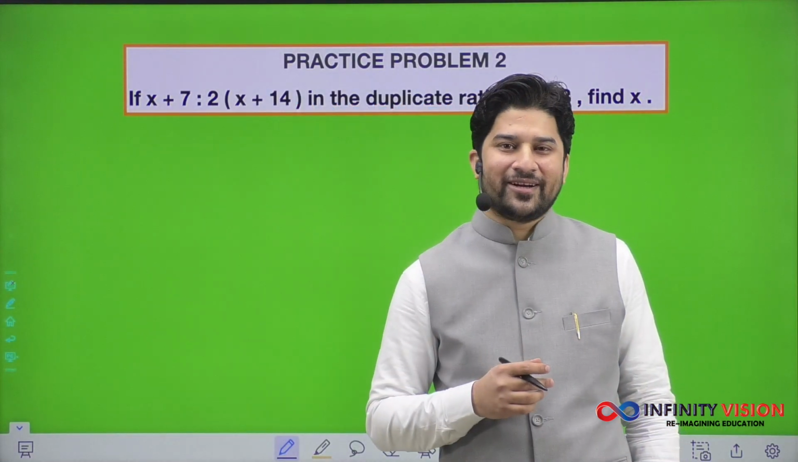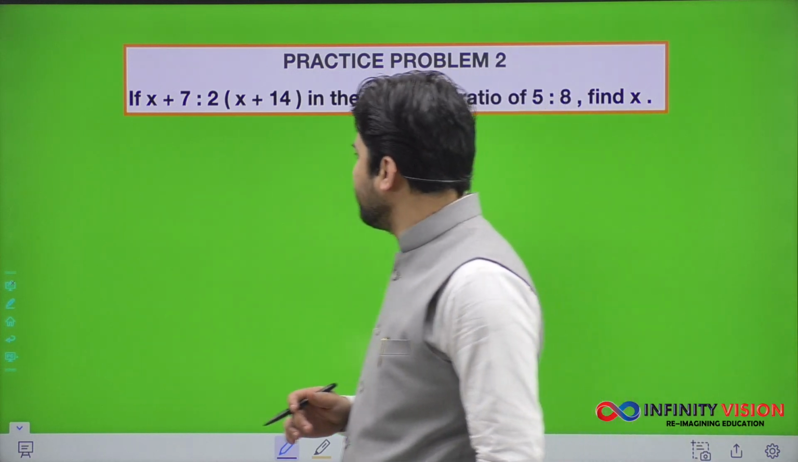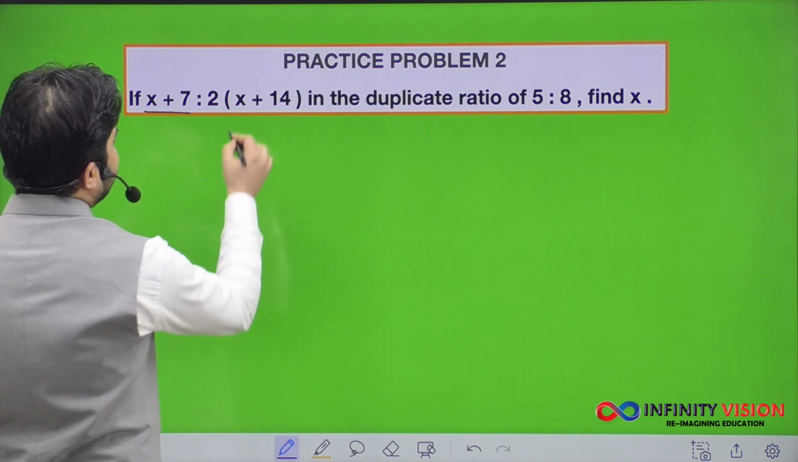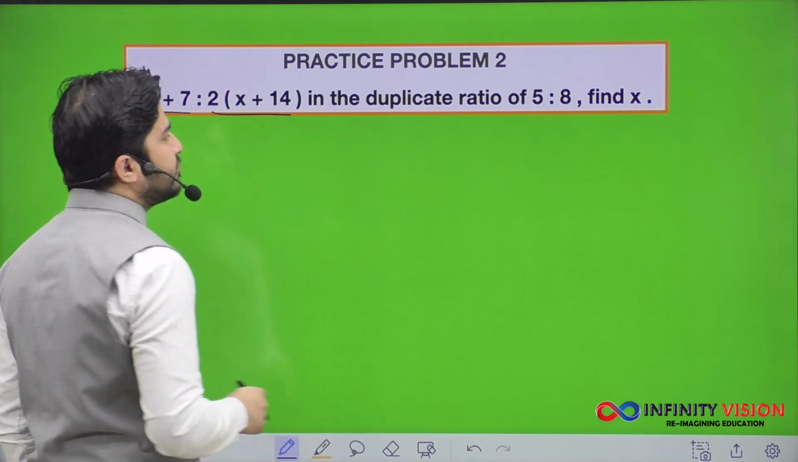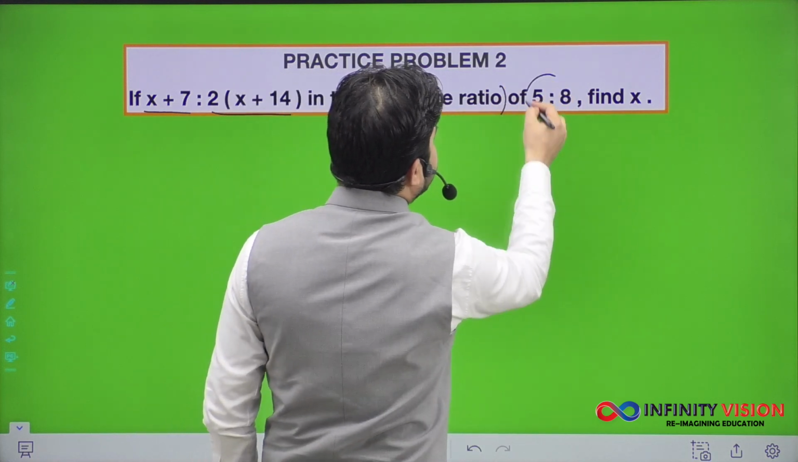Now let's look at our second problem. The question says if x plus 7 is to twice of x plus 14. So the antecedent is x plus 7 and the consequent is twice of x plus 14. Is the duplicate ratio of this?